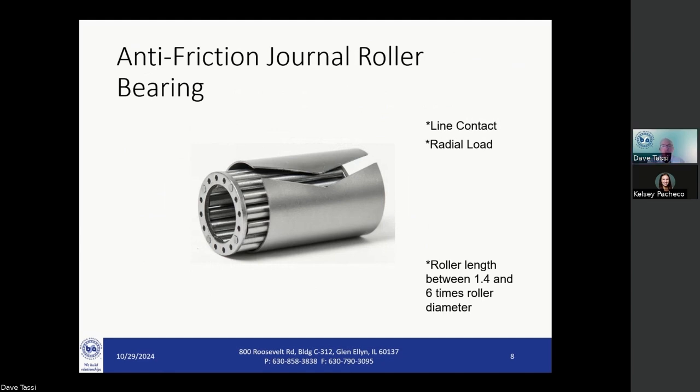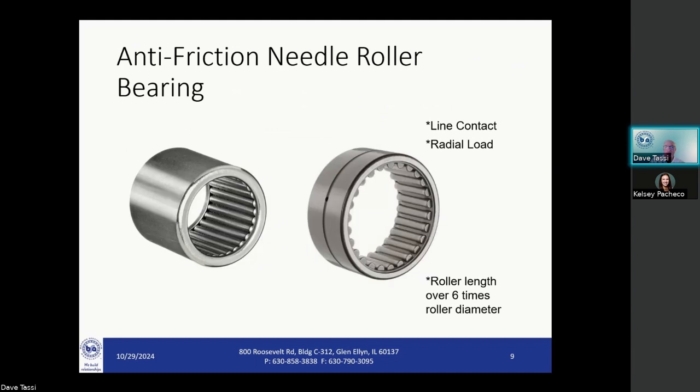For anti-friction journal roller bearings, there is again a line contact, but they primarily can only accept radial load. A journal roller bearing is defined by a roller length between 1.4 and 6 times the roller's diameter. Now for anti-friction needle roller bearings, again you have a line contact and it can accept only radial loads, but that roller length is over 6 times the roller diameter.